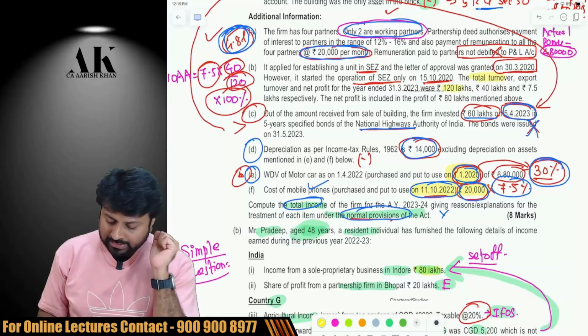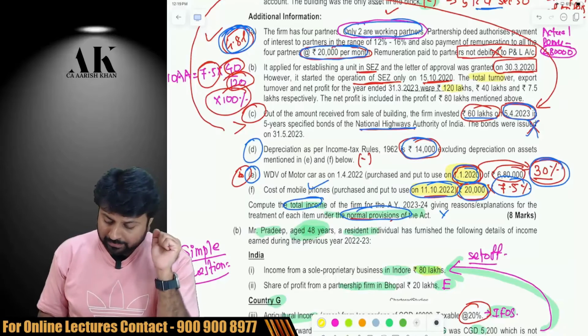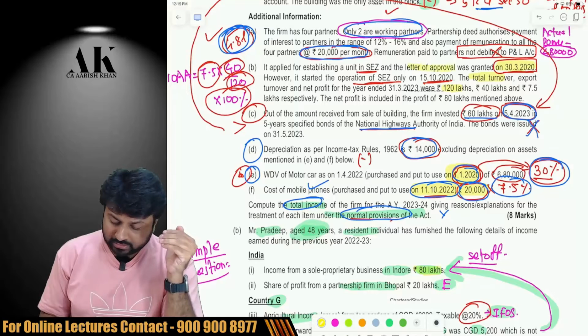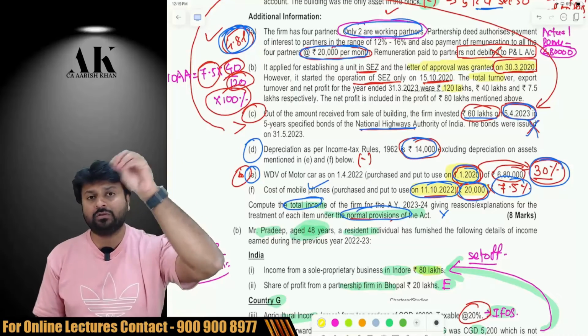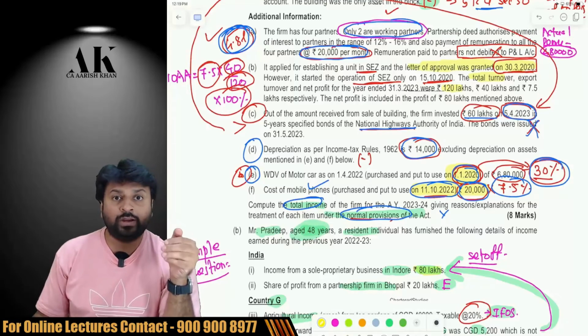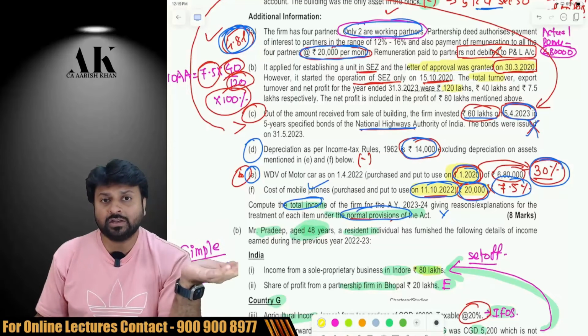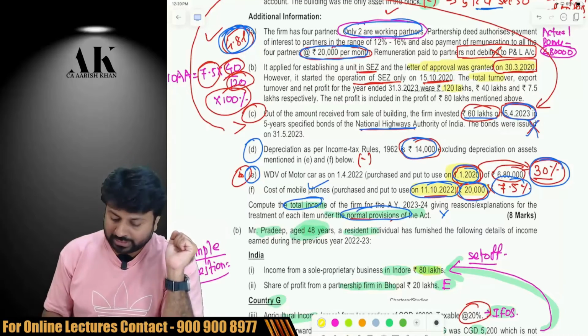Last but not least, this assessee has also taken approval on 30th of March 2020. A letter of approval is taken on 30th of March 2020 for starting a unit in SEZ. Do you remember that before COVID, till 31st of March 2020, if you have taken a letter of approval, then you can start your unit up to 31st March 2021 also. That's what the assessee is doing.